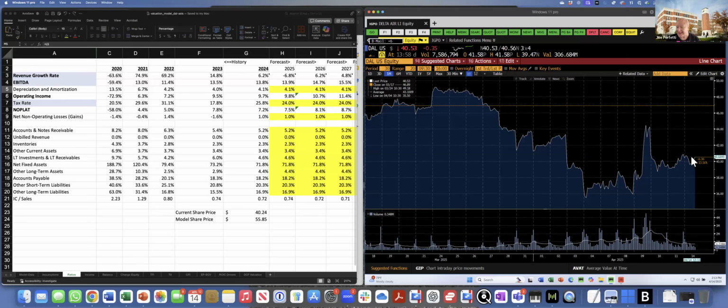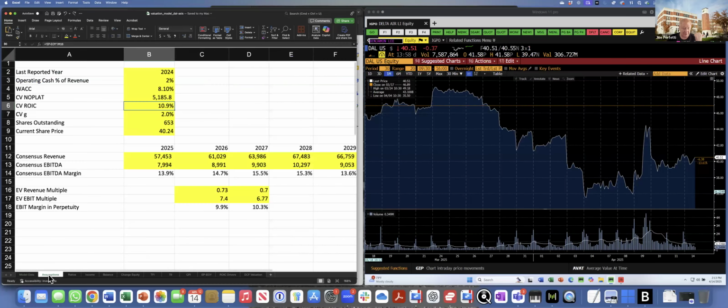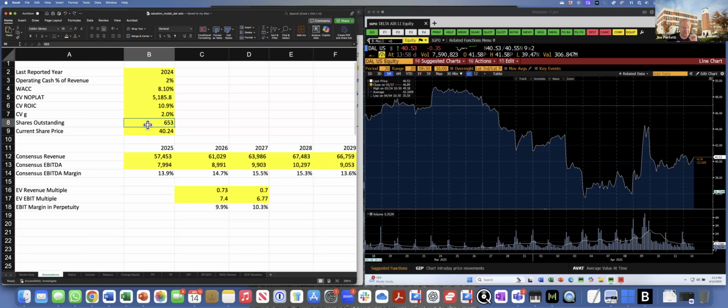And that's the whole point of the as is. That's why we do the screenshots. Okay? But my as is valuation is going to be about $40 a share, 40.24 when I was starting this. Again, you guys are pretty familiar with the process. Update the data for Delta. Go to assumptions. Last reported year is 2024. Make sure you update those. WACC at the time of the valuation for my screenshot was 8.1. I set a G of 2 just as a starting point. Shares outstanding 653. Current share price at the time 40.24.